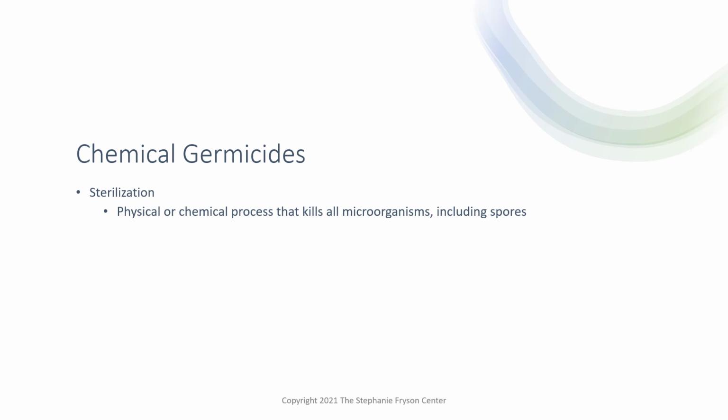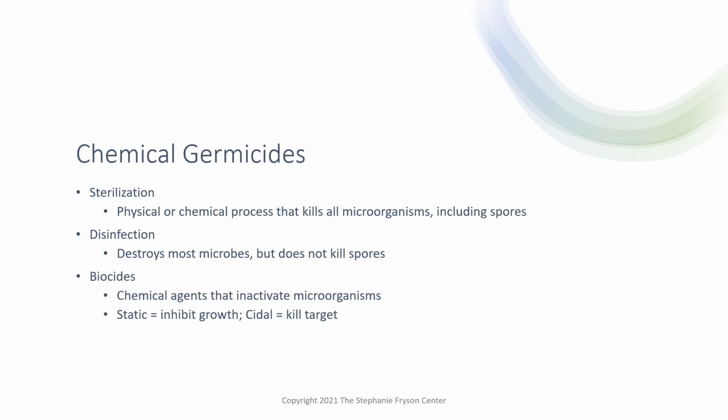Chemical germicide, the cidal means kill, so they kill germs. There are procedures of sterilization, a physical or chemical process that kills all microorganisms, including spores. Disinfection destroys most microbes but does not kill the spores. And then biocides, chemical agents that inactivate the microorganisms.